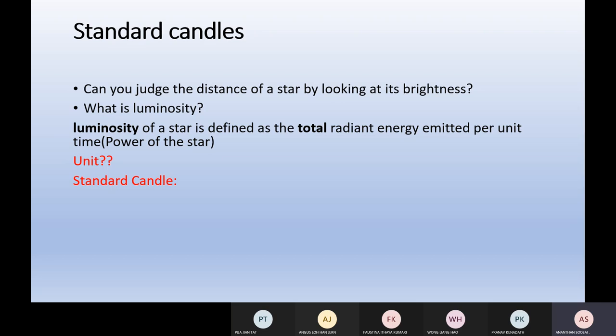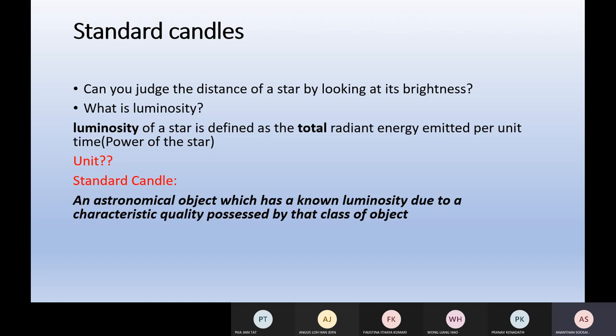Okay, standard candle. What is a standard candle? A standard candle is an astronomical object which has a known luminosity due to a characteristic quality possessed by that class of object. A standard candle is a particular star with known luminosity. We know the luminosity of that star. They did some experiments, collected data, and are able to find the luminosity of the star. It's very theoretical, so we won't go into how they got the luminosity. So what is a standard candle in astronomy? It is a star with known luminosity. It's called a standard candle.